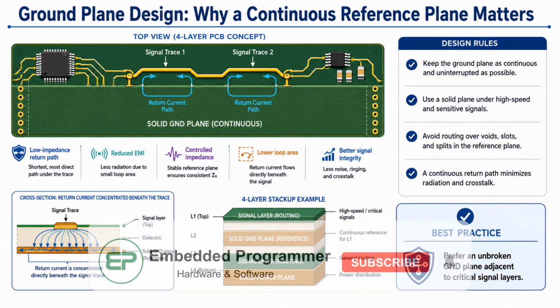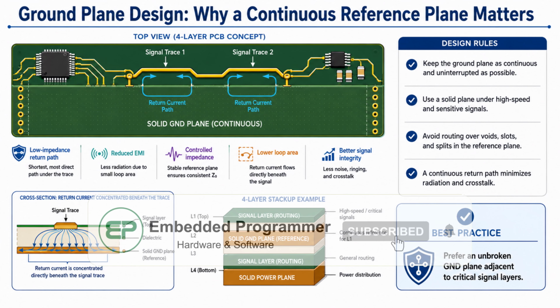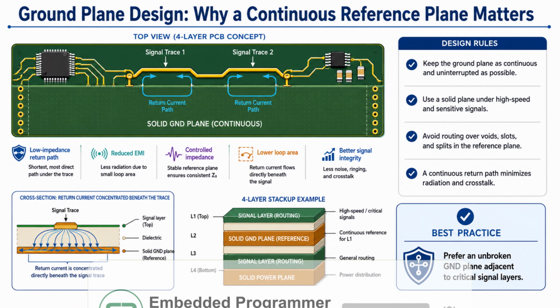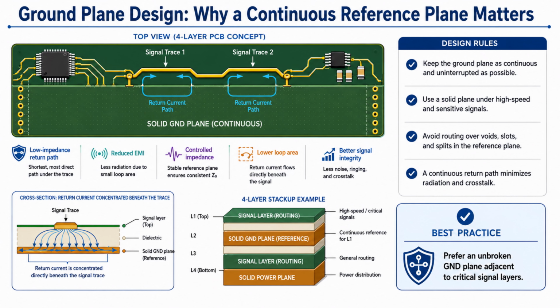A solid ground plane is not just empty copper on your PCB. It is the invisible highway that your return current uses to get back home. When a signal travels through a trace, its return current wants to flow directly underneath that trace, through the closest reference plane. That gives the signal a short, low impedance path. And this is where the magic happens. A continuous ground plane reduces loop area, lowers EMI, stabilizes impedance, and improves signal integrity. Less ringing, less noise, and fewer mysterious problems during testing.